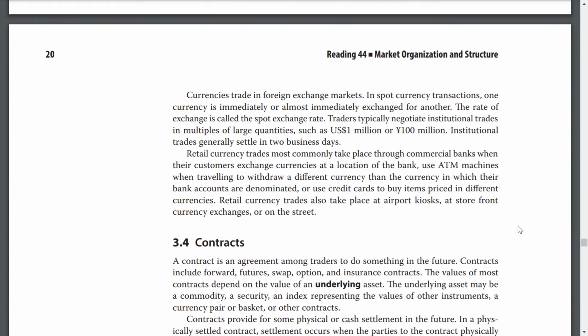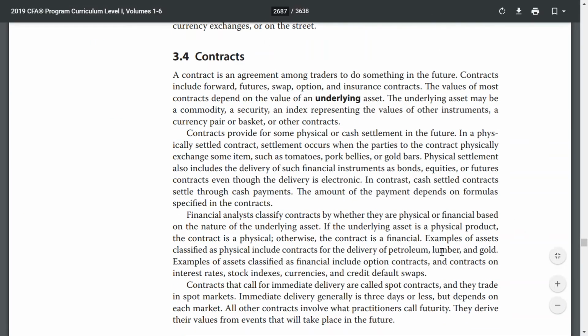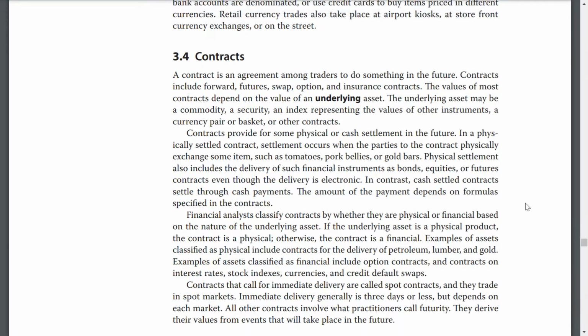Contracts. A contract is an agreement among traders to do something in the future. Contracts include forwards, futures, swaps, options, and insurance. The value of most contracts depends on the value of the underlying assets. The underlying asset may be a commodity, a security, an index representing the value of other instruments, a currency pair or basket, or other contracts. Contracts provide for some physical or cash settlement in the future.